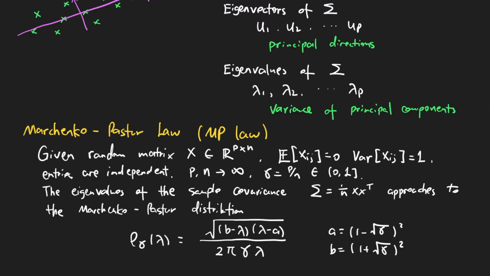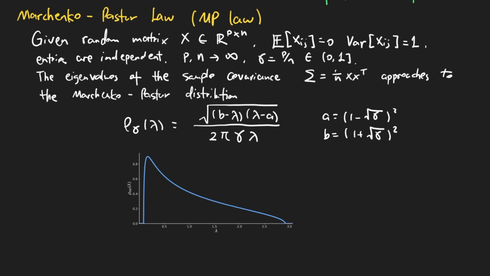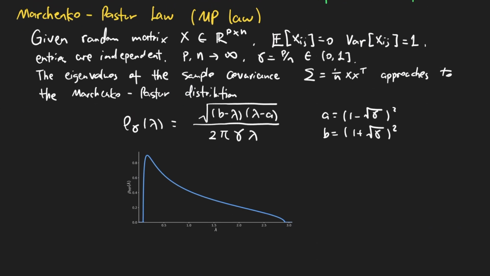In fact, I have generated a picture of this Marchenko-Pastur distribution that we can take a look at together. Looking at this picture, we see that there are two boundaries, a and b. The eigenvalues only have probability inside these two boundaries. Outside a and b, there's no probability density.